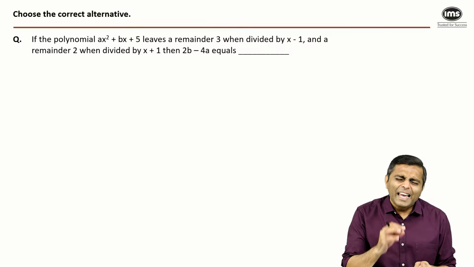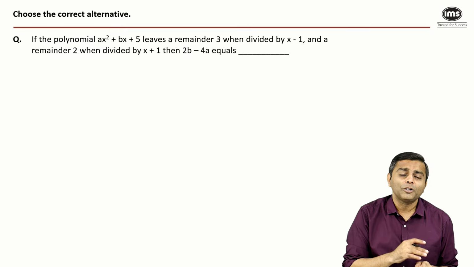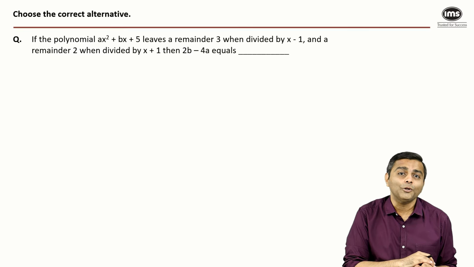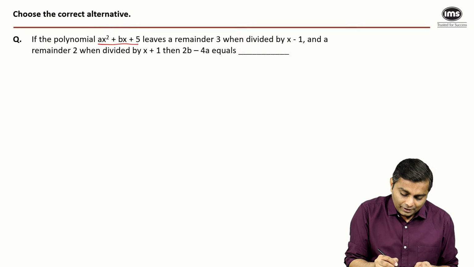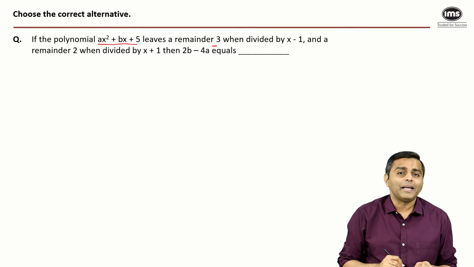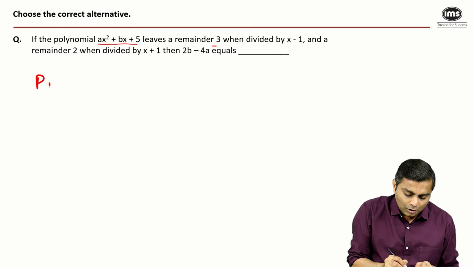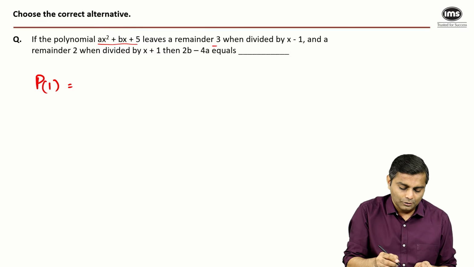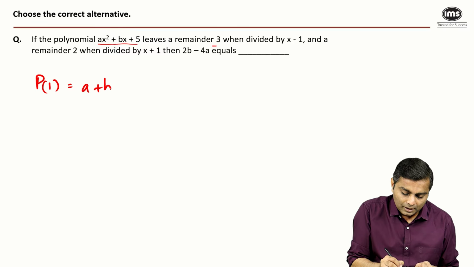Moving on to the next one, again very, very simple question. Simple polynomial and remainder theorem is what is to be used here. Polynomial is given, leaves the remainder 3 when divided by x minus 1, which means P of 1, which means you'll put x is equal to 1, you'll have A plus B plus 5 is equal to 3. So, from here you know that A plus B is minus 2.